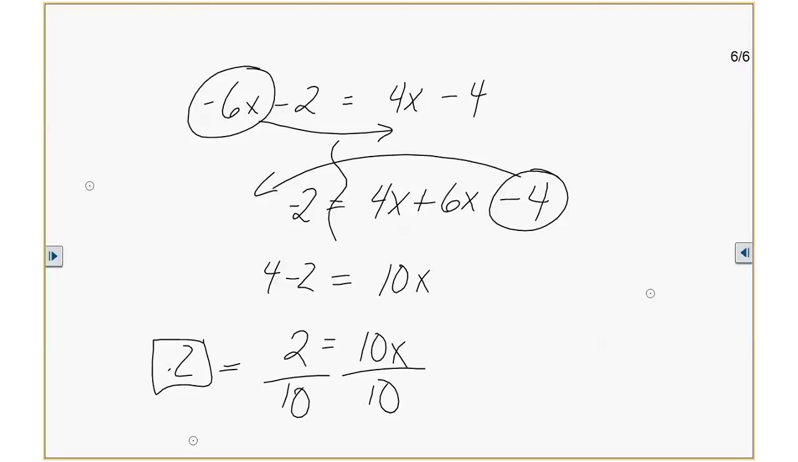Doesn't matter when you do it. It doesn't matter what side you do it. All that matters is if you take it on one side, it changes. If you don't take it on one side, it stays the same. You just have to figure out which way you like to do it. Yeah, 10 over. Remember, tenths place, 2 tenths is equal to 0.2.